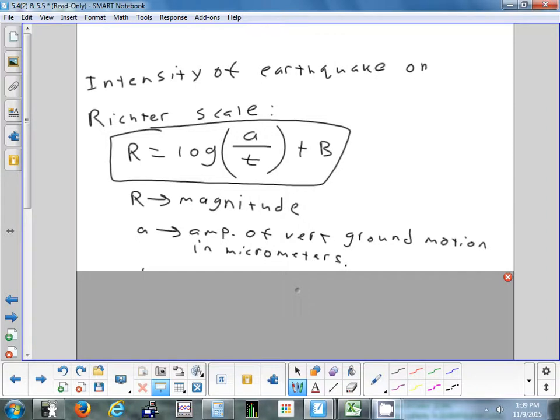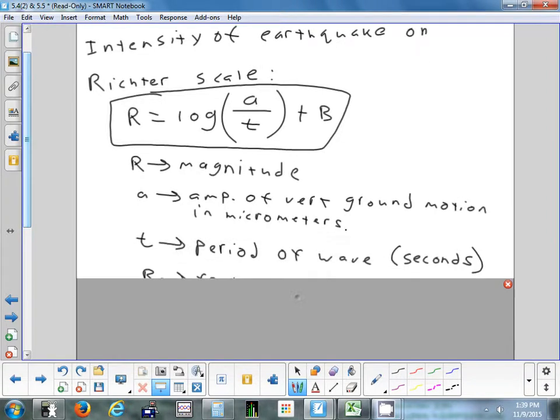So usually you hear a number on the news like a magnitude 3.5 or 6.2, something like that. A is the amplitude of the vertical ground motion, and that's measured in micrometers. T is the period of the wave. With an earthquake, think of the earthquake starting at one point. Does anybody know what they call that? Where the earthquake starts from? Yeah, the epicenter, and then it spreads out in like a wave. Think of throwing a rock into the middle of a pond. It hits, that's the epicenter, and then you get this ripple wave effect coming out from the center.